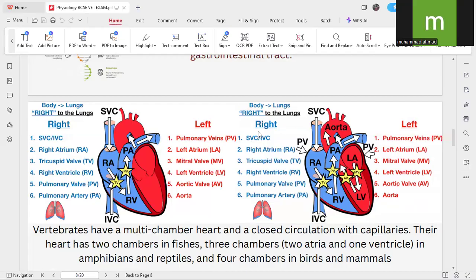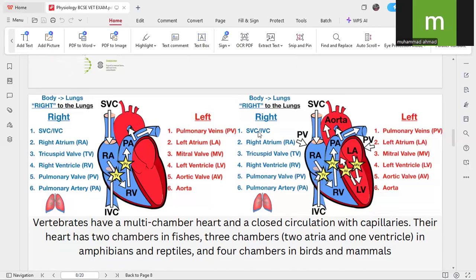Vertebrates have a multiple chamber heart and a closed circulation with the capillaries. Their heart has two chambers in the fishes, three chambers, two atria and one ventricle, in the amphibians and the reptiles, and four chambers in the birds and the mammals.